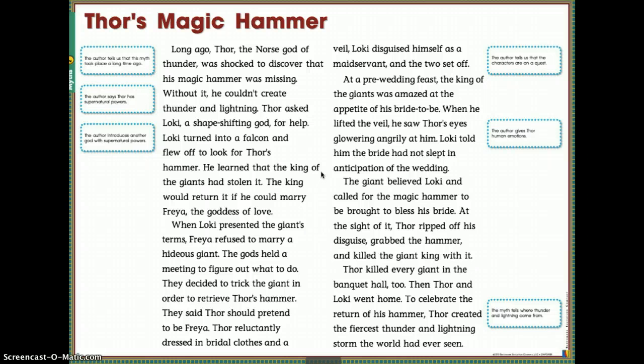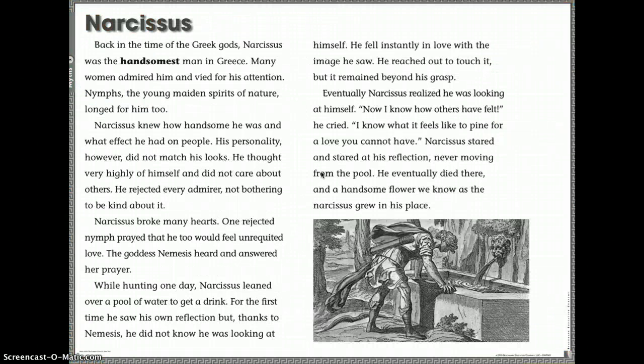At the sight of it, Thor ripped off his disguise, grabbed the hammer, and killed the giant king with it. Thor killed every giant in the banquet hall, too. Then Thor and Loki went home. To celebrate the return of his hammer, Thor created the fiercest thunder and lightning storm the world had ever seen. Okay, so that's Thor's magic hammer. All right, now let's review Narcissus.